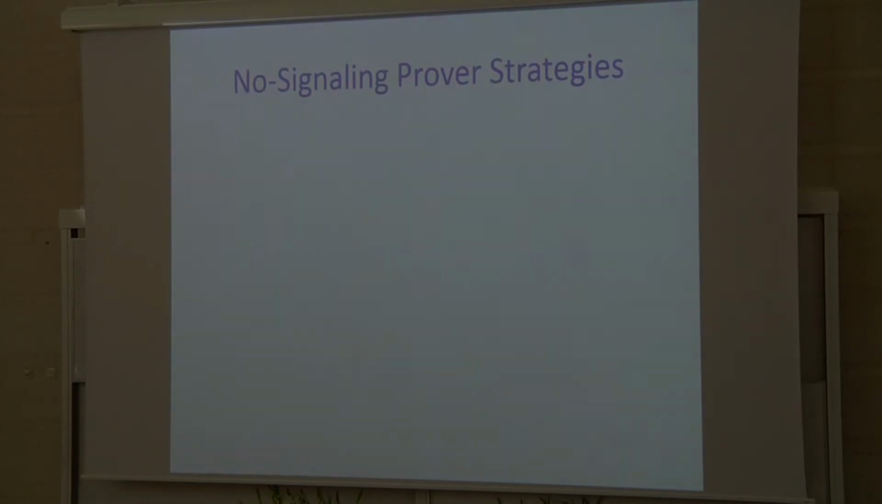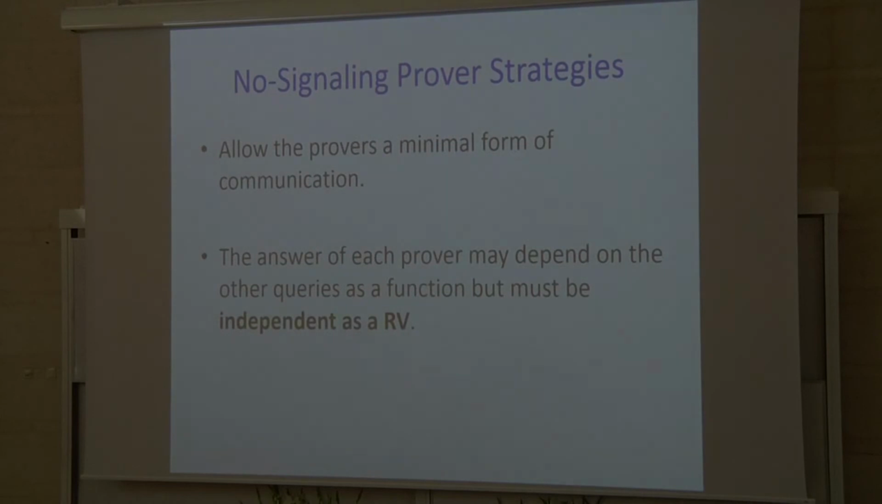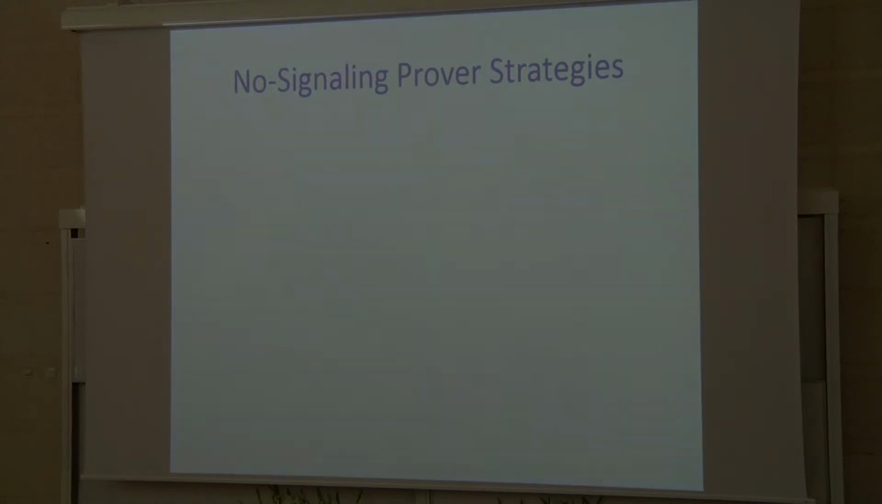Okay, so what is this no signaling soundness? The idea is, in the standard MIP setting, the provers don't talk at all. I want to allow them a very minimal form of communication. Of course, I can't let them talk in full generality because that will just collapse down to a single prover interactive proof system. The way that I restrict the communication is to say that the answer of each one of the provers may depend as a function on queries that the other provers got, but not as a random variable. If you look at its distribution, then that distribution is independent in the probabilistic sense from the other queries. Okay, and I want to talk about that a little bit more formally.